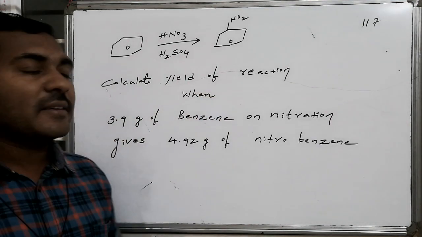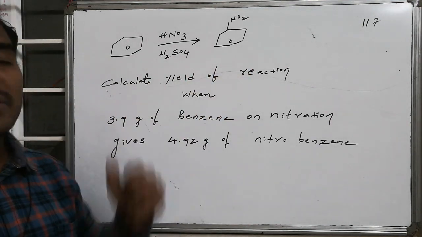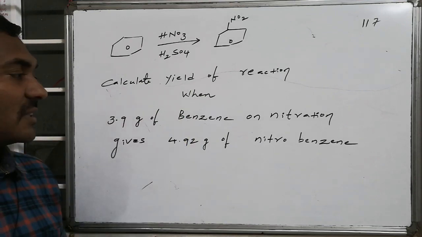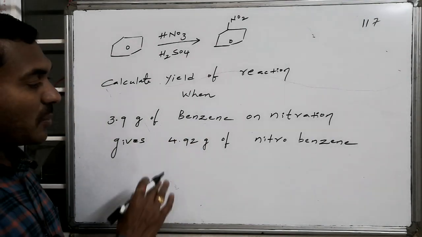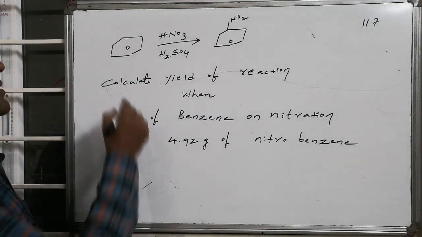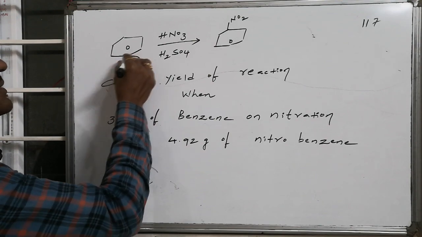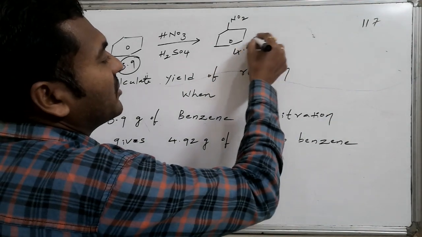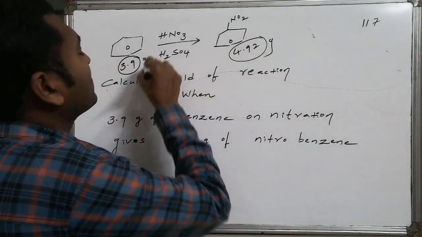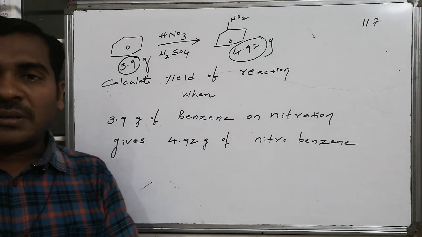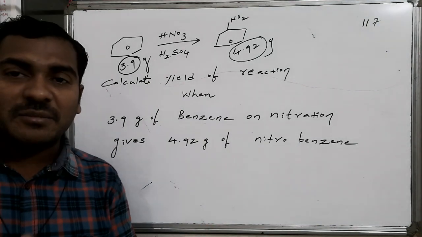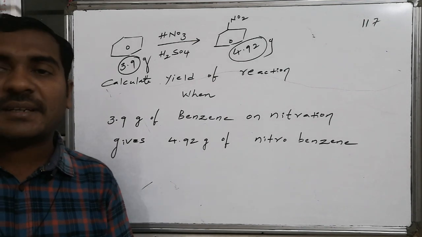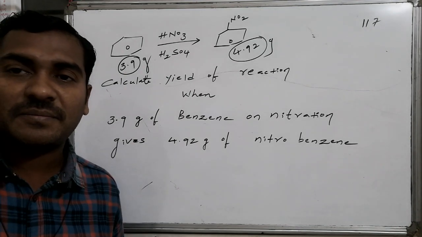We are asked to calculate the yield of the reaction of the formation of nitrobenzene from benzene when 3.9 grams of benzene on nitration gives 4.92 grams of nitrobenzene. Here the amount of benzene that participated is 3.9 grams, whereas the amount of nitrobenzene that is formed is 4.92 grams. In this weight ratio, we are asked to calculate the percentage of yield of this transformation.